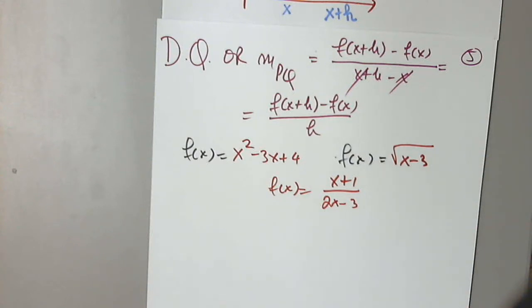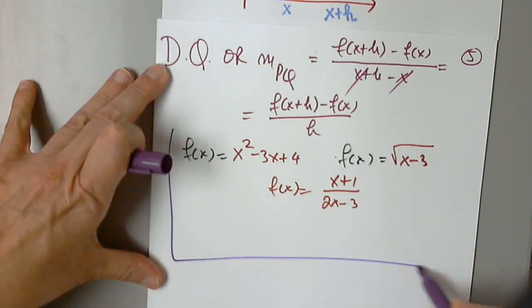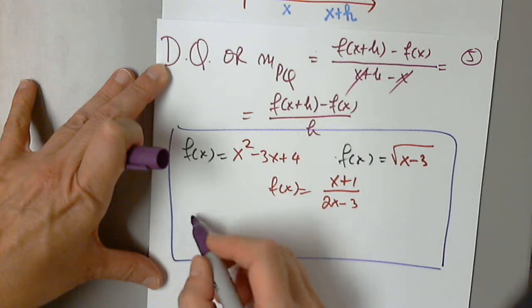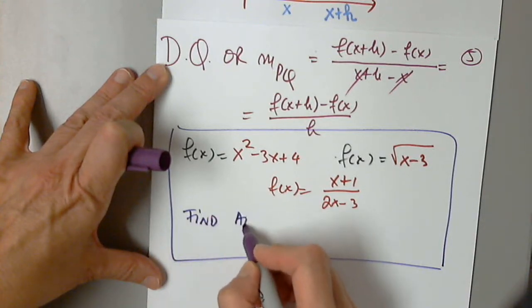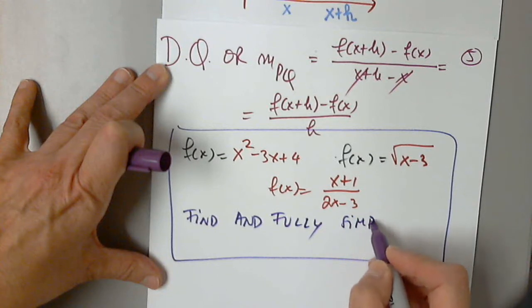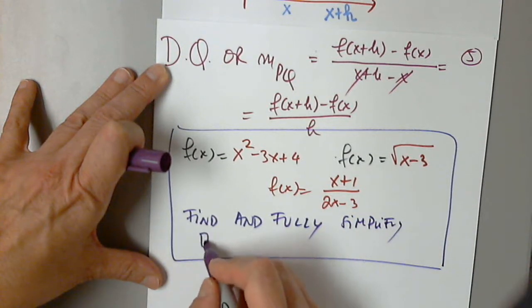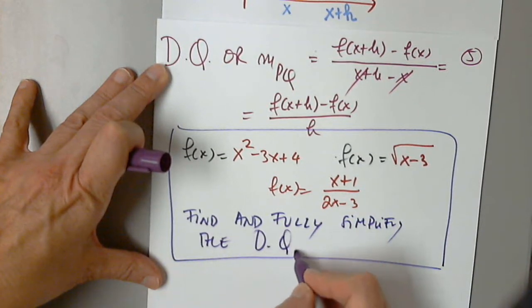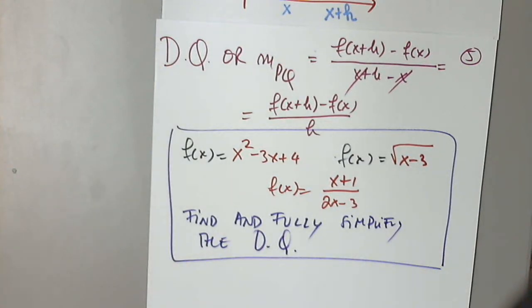So we're asked here to find and simplify the difference quotient. So let's write the question so we know what this means. Find and fully simplify the difference quotient for these functions.